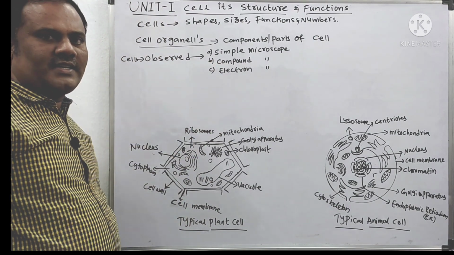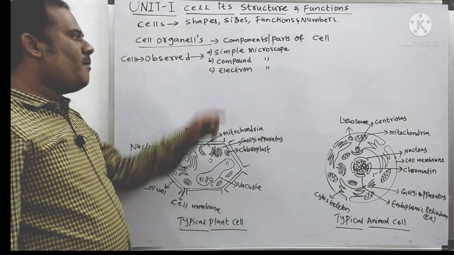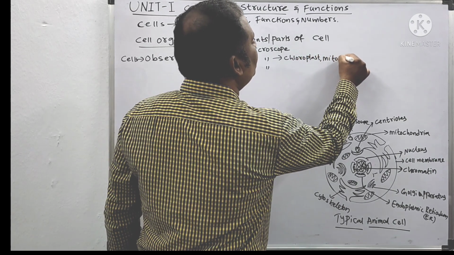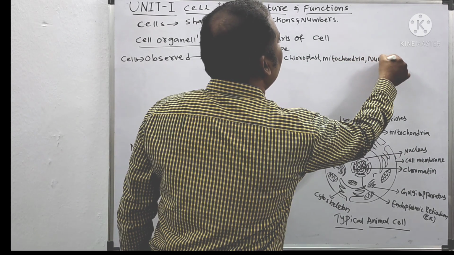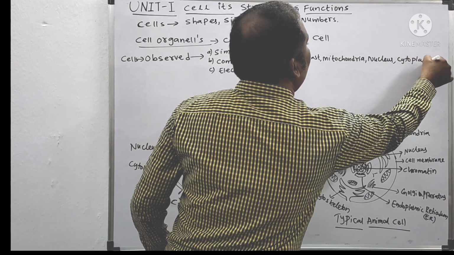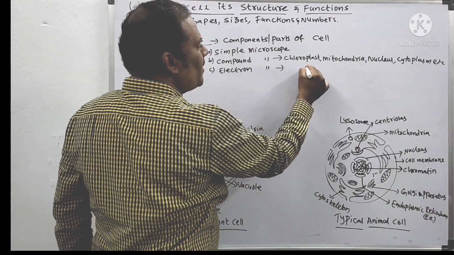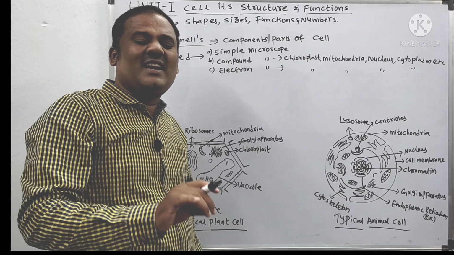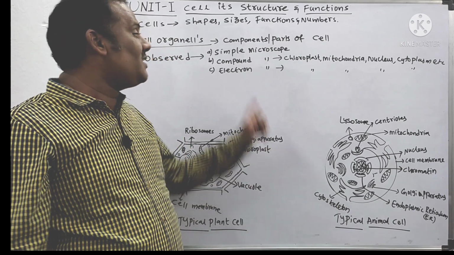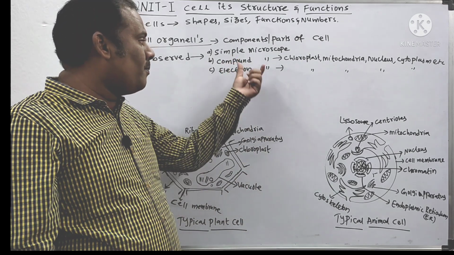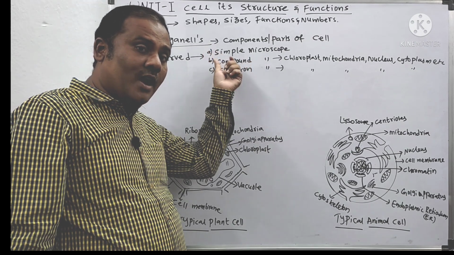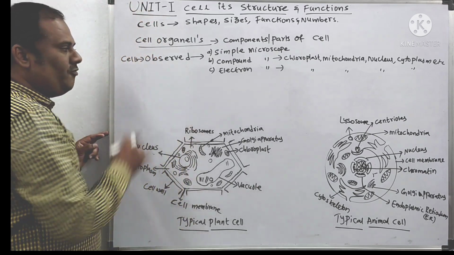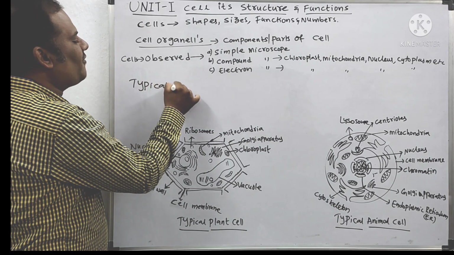Under the simple microscope, we can't see all the types of cell organelles. In the compound microscope, we can see some of the organelles like chloroplast, mitochondria, nucleus, cytoplasm, etc. Under the electron microscope we can see the same things, but in still very crystal clear, detailed structures when compared to the compound microscope.